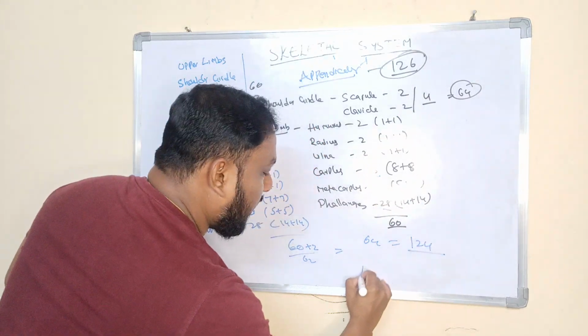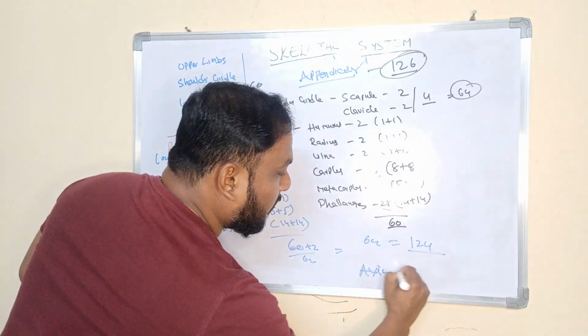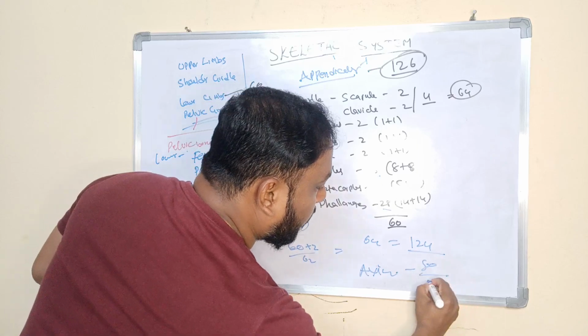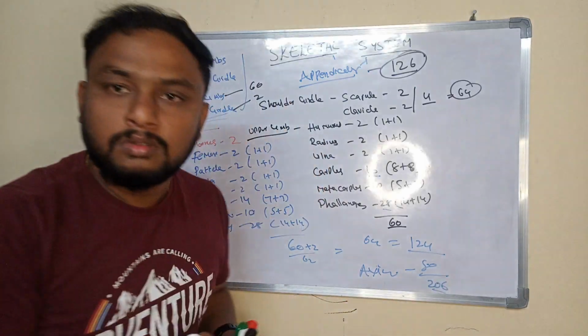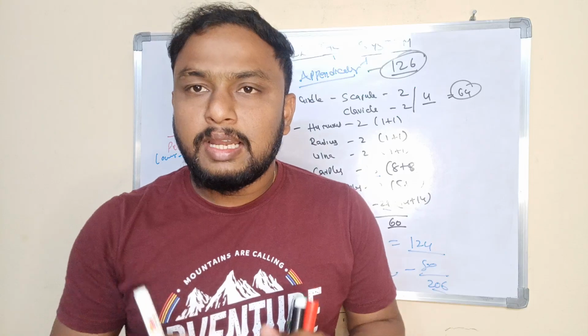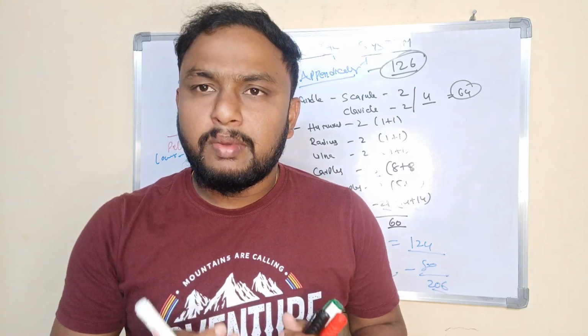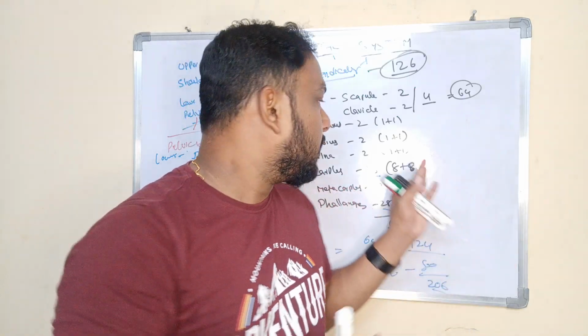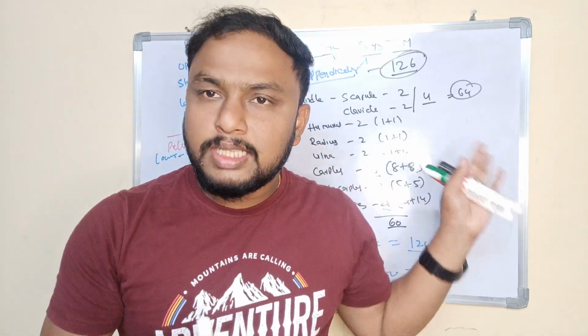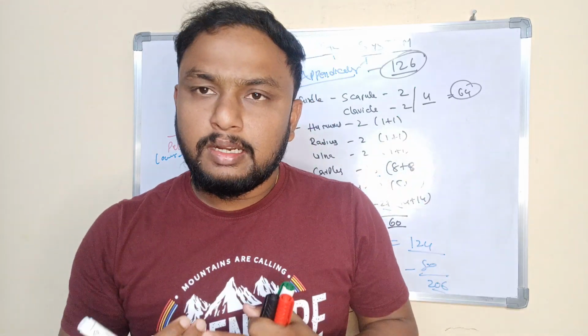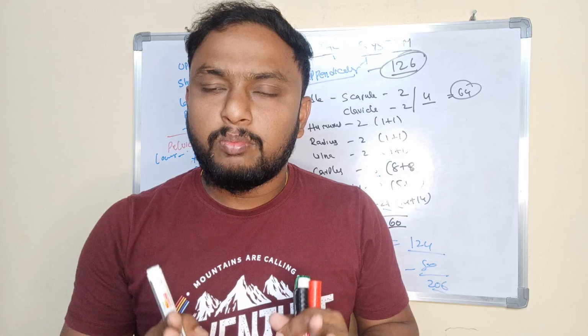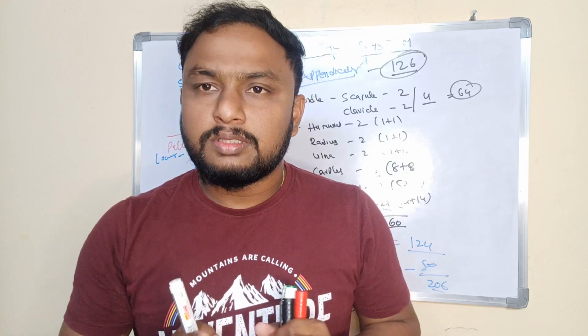Again, axial bones, how many? 80. Overall 206 bones. Okay, this is about the skeletal system, and to remember 206 bones in the human body, you need to understand these two systems, axial and appendicular skeletal system. Axial has 80 bones, appendicular has 126. Overall 206 bones are present.